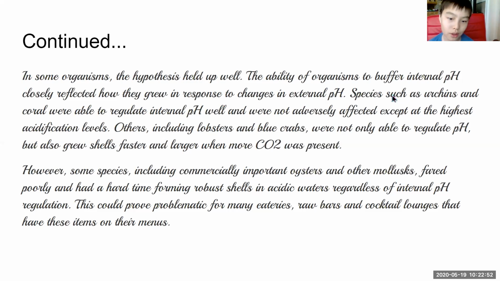However, some species, including commercially important oysters and other mollusks, fared poorly and had a hard time forming robust shells in acidic waters regardless of internal pH regulation. This could prove problematic for many eateries, raw bars, and cocktail lounges that have these items on their menus.